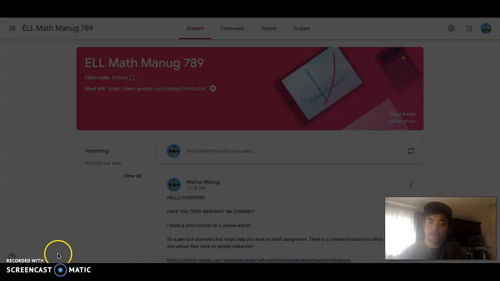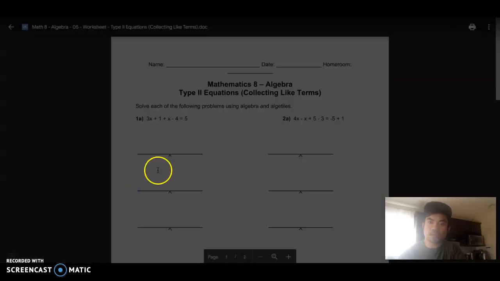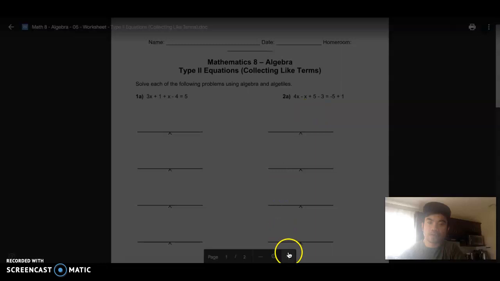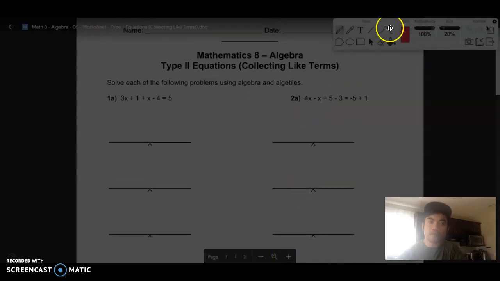So make sure you have a piece of paper and follow along, okay? Right now we're on our Google Classroom. Make sure you go to classwork, and then this is the assignment. If you have any questions, definitely pause the video. Alright, for the first one, solve each of the following problems using algebra and algetiles.